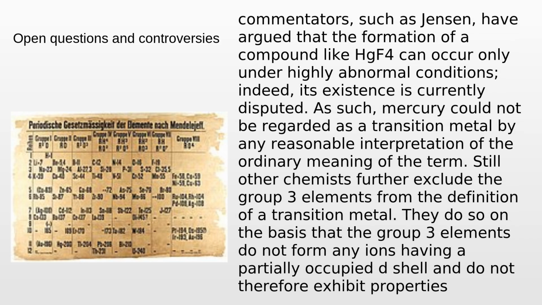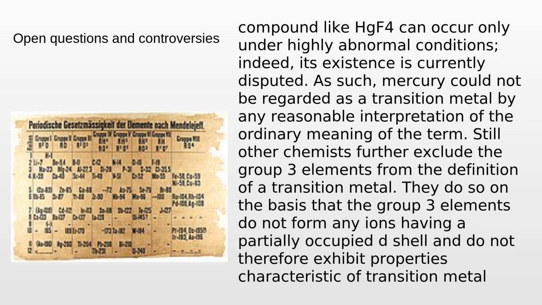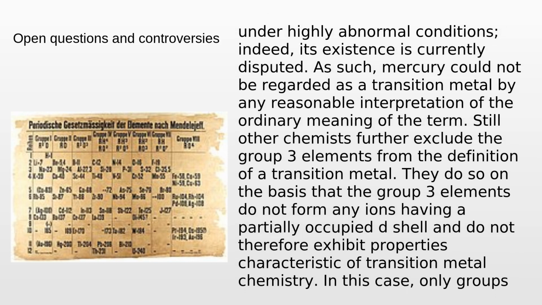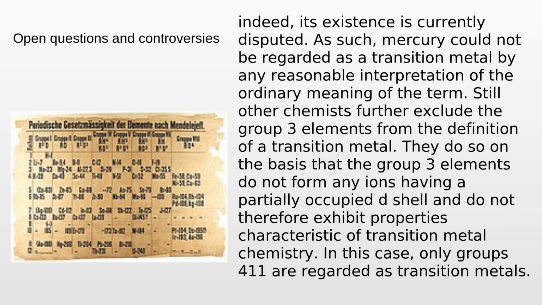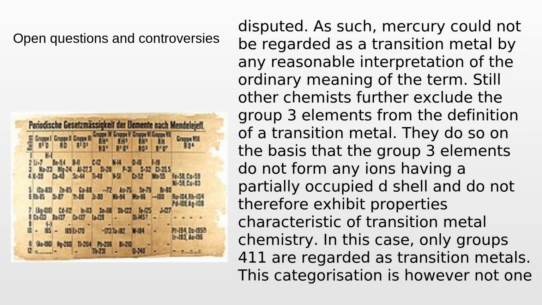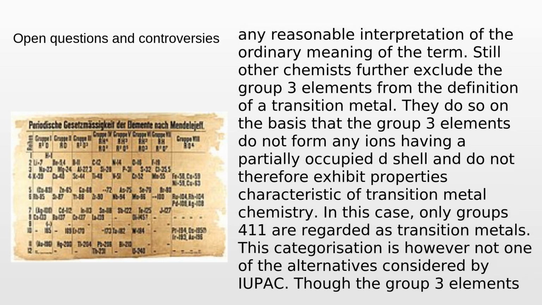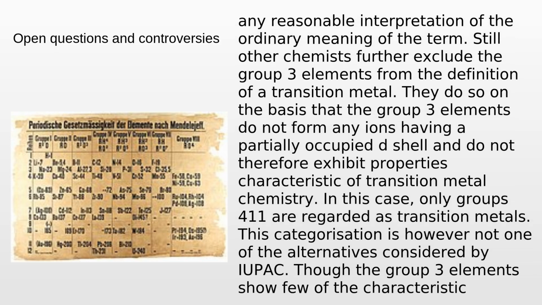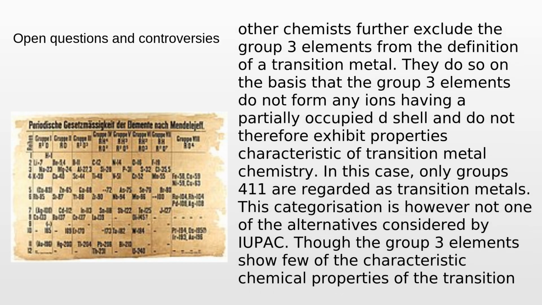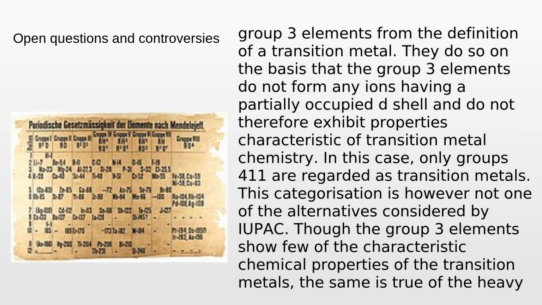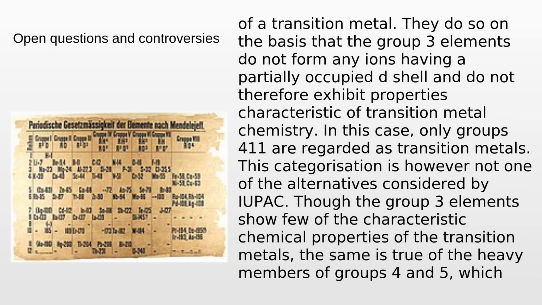Other commentators, such as Jensen, have argued that the formation of a compound like mercury(IV) fluoride can occur only under highly abnormal conditions. Indeed, its existence is currently disputed. As such, mercury could not be regarded as a transition metal by any reasonable interpretation of the ordinary meaning of the term. Still, other chemists further exclude the group 3 elements from the definition of a transition metal.